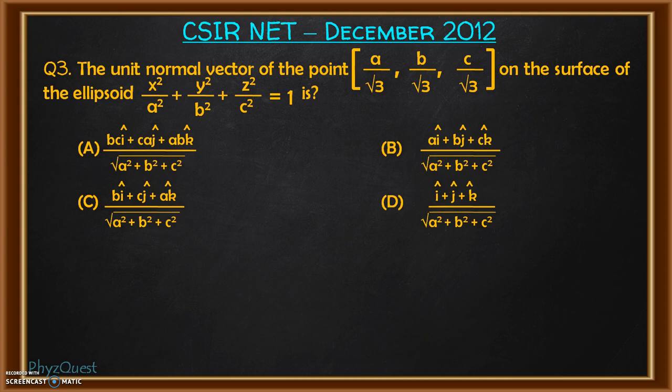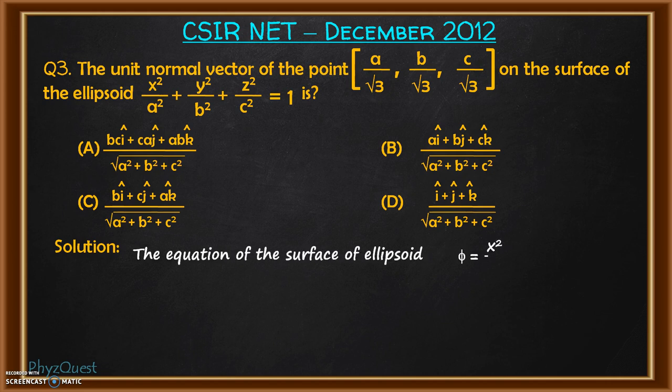Next question is from December 2012. Here the question is: we need to calculate the unit normal vector at the point a by root 3, b by root 3, c by root 3 on the surface of the ellipsoid x square by a square plus y square by b square plus z square by c square is equal to 1. This question is very much similar to the previous question. Here we have the surface of an ellipsoid, so the equation of the surface is phi equals x square by a square plus y square by b square plus z square by c square is equal to 1.